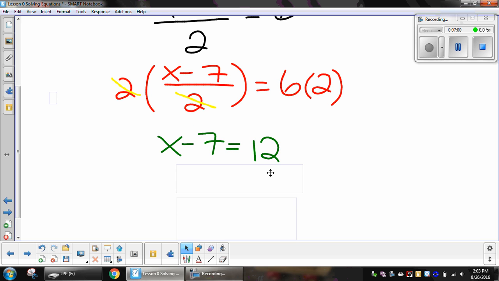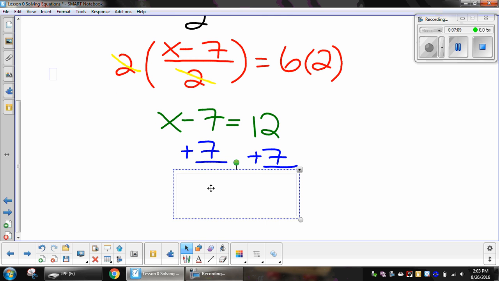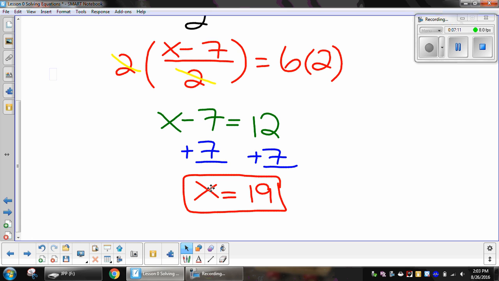And now again, I have a simple equation. That's not always the case. Sometimes it might be a little more complicated. I'm going to add 7 to both sides. And I'm going to figure out that x is 19.